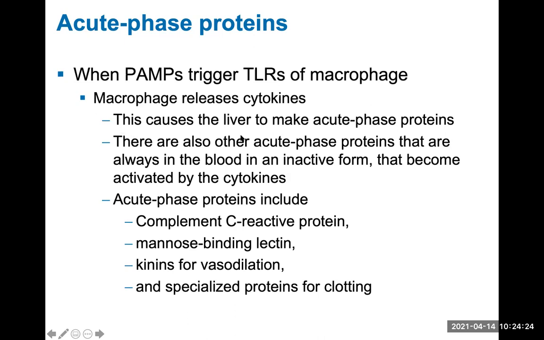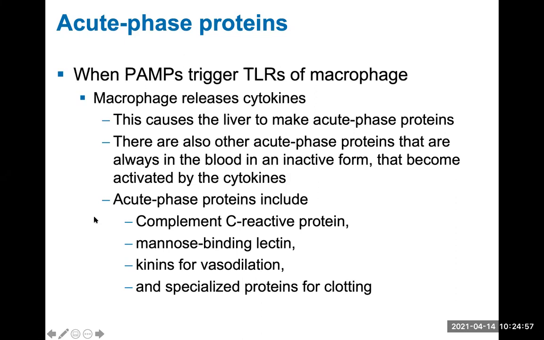The cytokines are going to activate acute phase proteins that are already in circulation in the blood. It's also going to tell the liver to make more acute phase proteins. You were probably asking yourself, what the heck is an acute phase protein? Good question. Some examples of acute phase proteins are the complement system's C-reactive protein, which we'll learn more about in a few minutes.